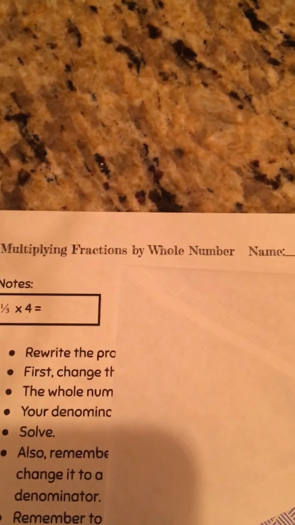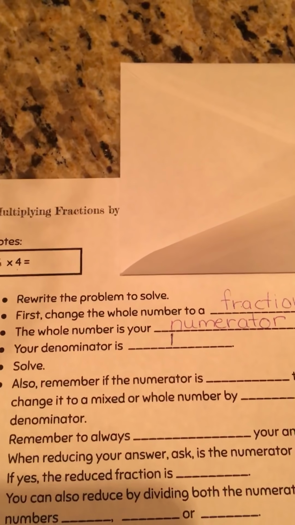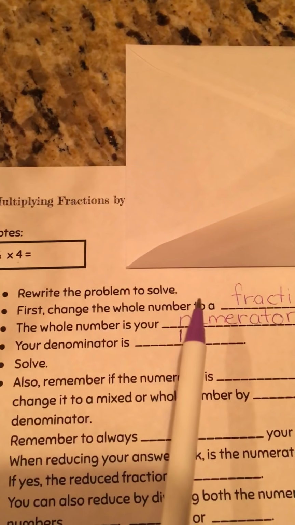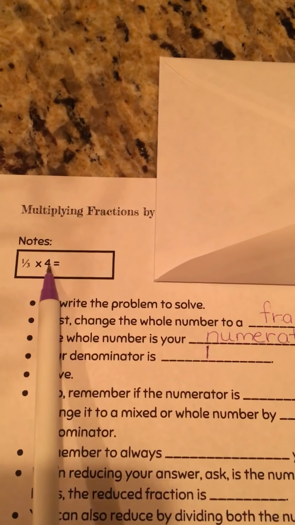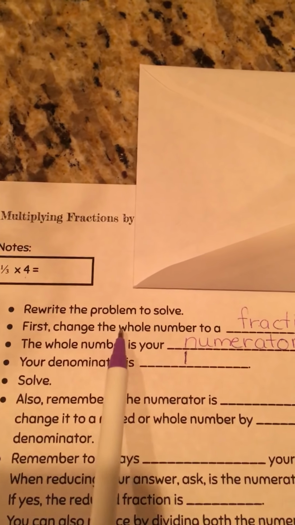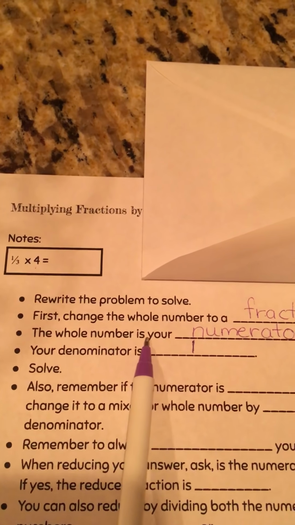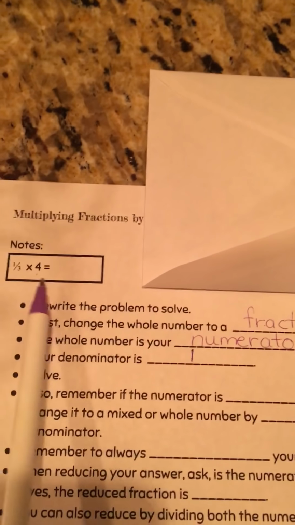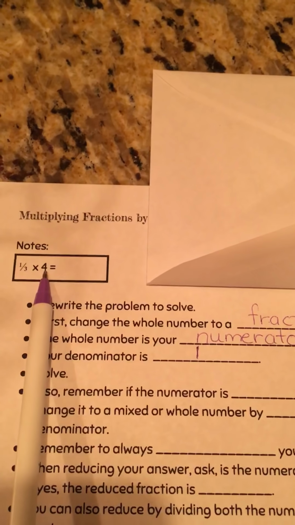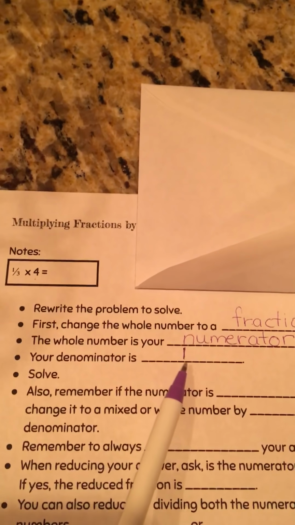So we're going to start off first by rewriting our problem. And how we're going to do that is we are going to first change the whole number to a fraction. So we're going to take this 4 and we're going to make it a fraction. We're going to take the whole number and make the whole number our numerator. So we're going to write the 4 as our numerator. Then our denominator is going to become the number 1. So I've done one up here for you.